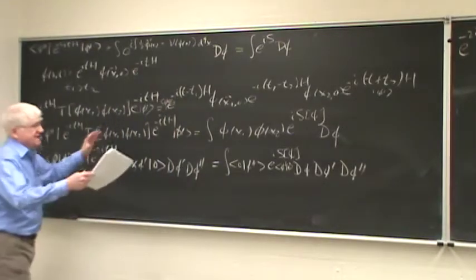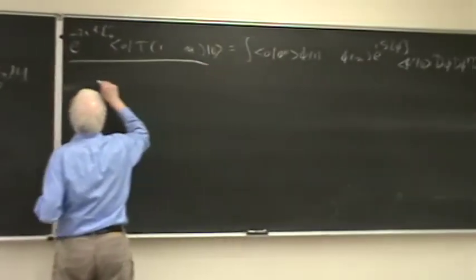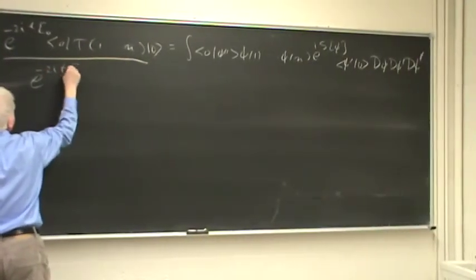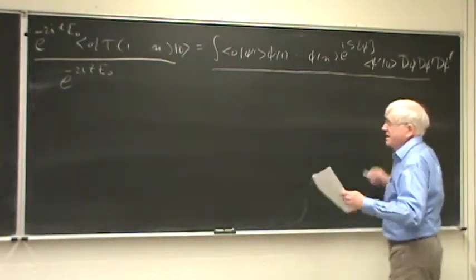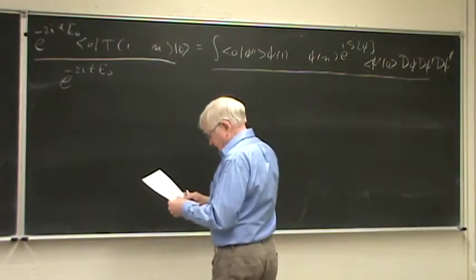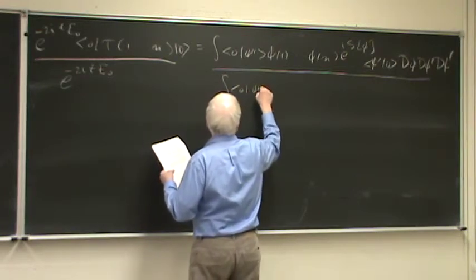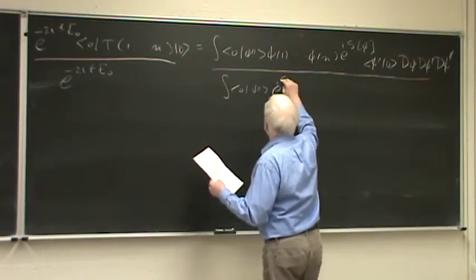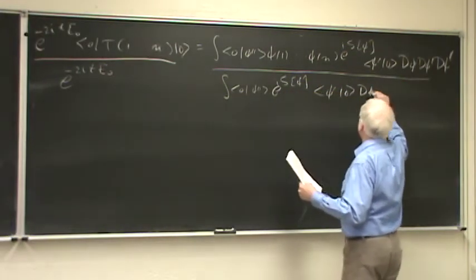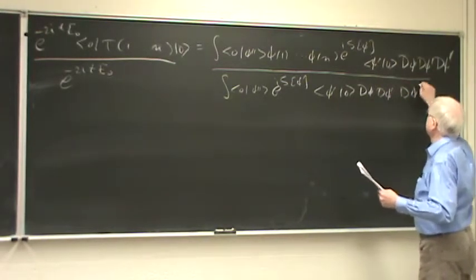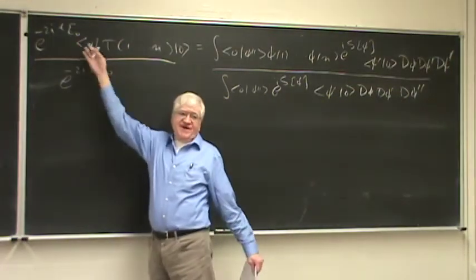first of all, all right, so we take the ratio of the two. Taking the ratio of the two, we have e to the minus 2I TE0 over there, and over here, the other thing is integral 0 phi double prime e to the I s of phi, phi prime 0 d phi d phi prime d phi double prime. So this phase factor obviously cancels.